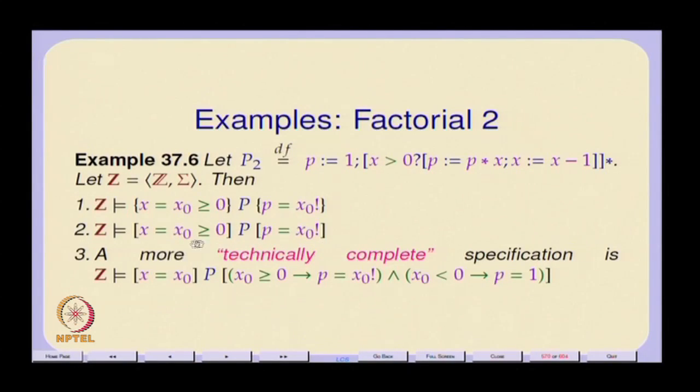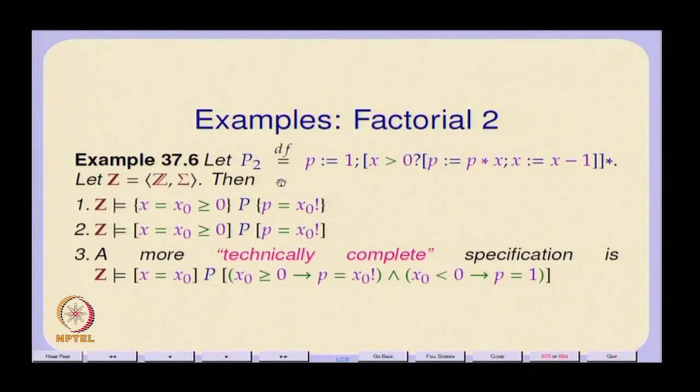The other half of the story, when x naught is negative, is something that it does not say. This notion of technical completeness, I put it within double quotes, but you should actually look at the slides of my programming notes, where I have defined it more formally in the context of type systems and so forth. So normally what we expect is a technically complete specification. In that sense, this specification here is slightly weaker than what might be called a technically complete specification.